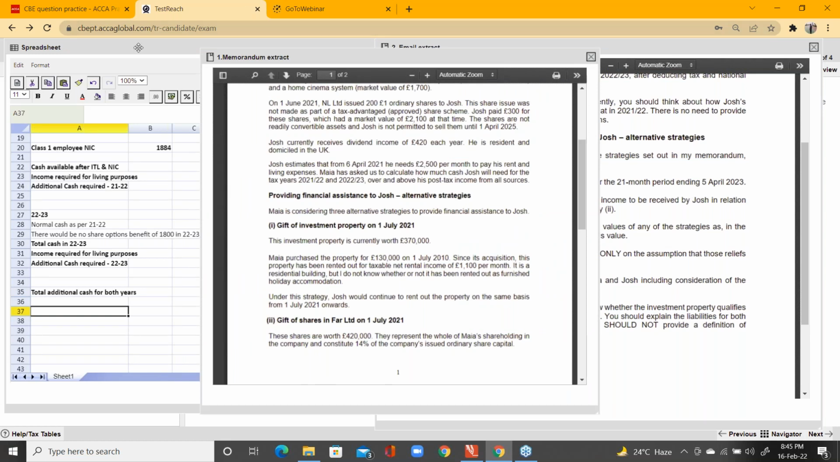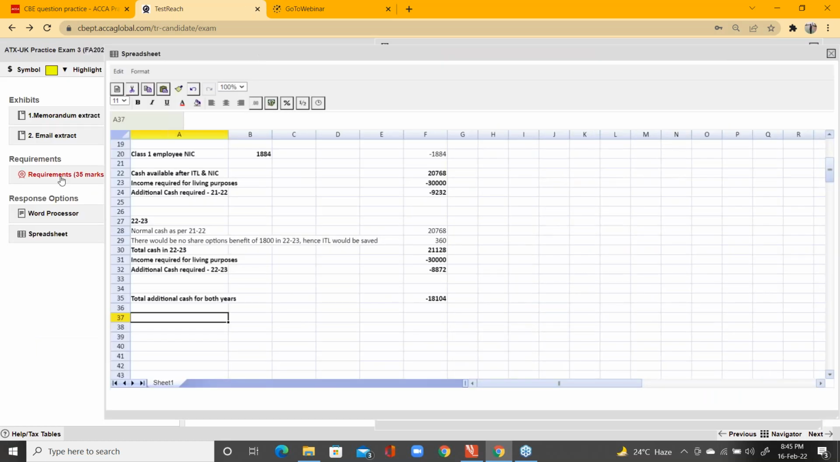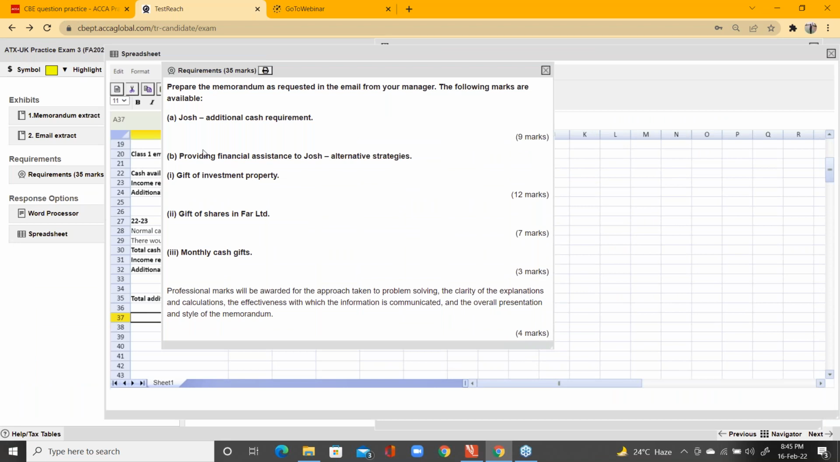But part B is further divided into three things: B1, B2 and B3. Providing financial assistance to Josh, alternative strategies. For this, gift of investment property. Calculate the post-tax income for J. CGT implication for Maya and IST implication for both persons.